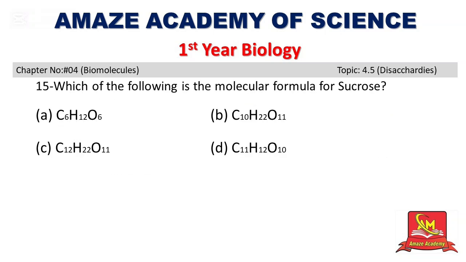MCQ 15. The molecular formula of sucrose is Option A, CHEO2, Option B, H2, Option C, C12H22O11, Option D, CNH2. Correct answer is Option C, C12H22O11.